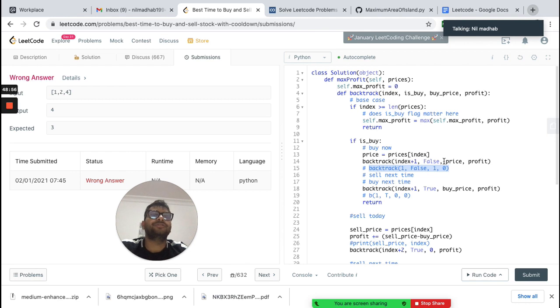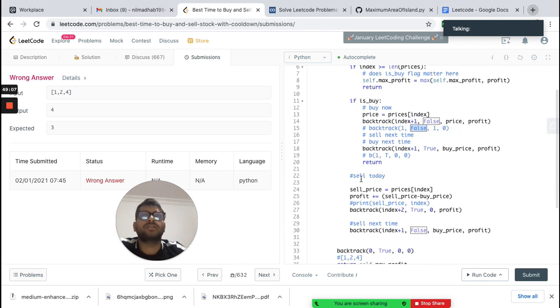Now we have index, and we have sell, right? We have false, so we have sell here. So we can try to sell it today. Sell price will be... index equal to now 2, and we have this condition, backtrack 1 false, 1 0.